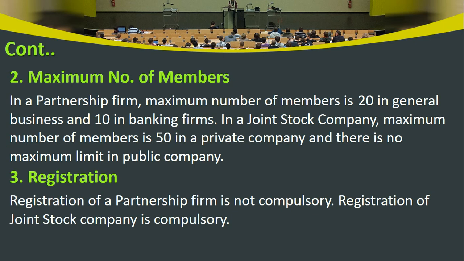So registration of a joint stock company is compulsory. It's mandatory. While the registration of a partnership business is not compulsory. You can just register it, or you can leave it unregistered. No problem. It can be registered, it can be unregistered. But the registration of a joint stock company is a must. You should do that. You should register it.